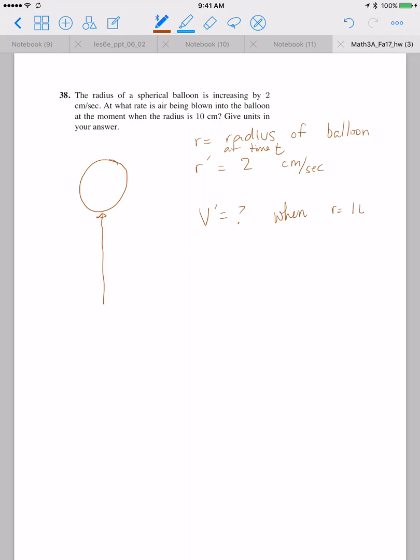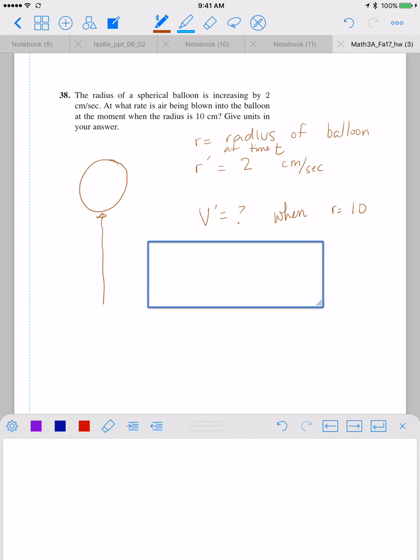Radius of a spherical balloon. So I'm going to draw my picture of a spherical balloon. It is increasing by 2 centimeters per second. So that means r prime is equal to 2 centimeters per second. R is equal to the radius of the balloon at time t. At what rate is air being blown into the balloon at the moment when the radius is equal to 10? So we want to know V prime equals what when R equals 10.